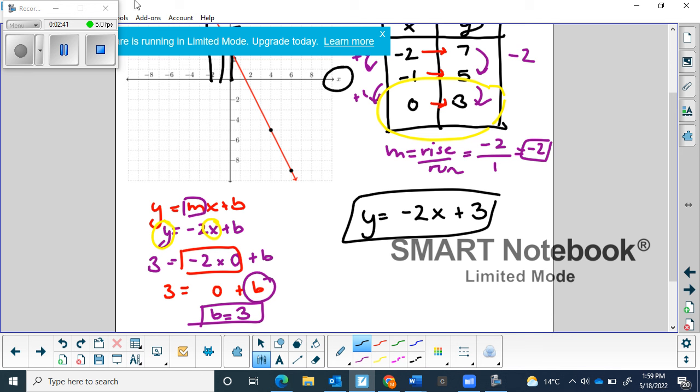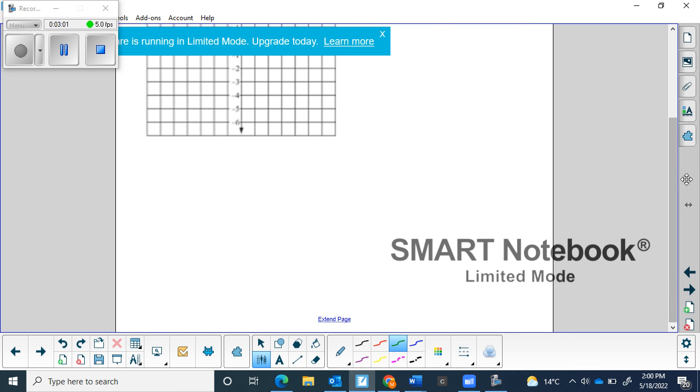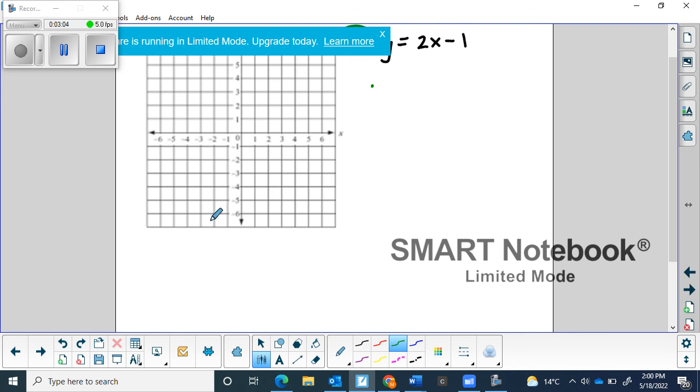Now, obviously, we can also go from the linear equation to the graph. So for this situation, we're given y equals 2x minus 1, and we actually have to go backwards. We have to graph this linear relation. Well, my very first thing is I'm going to make a table of values. I'm going to do that down here. Table of values. Okay, I've got my x, I've got my y, and I'm going to create that first.